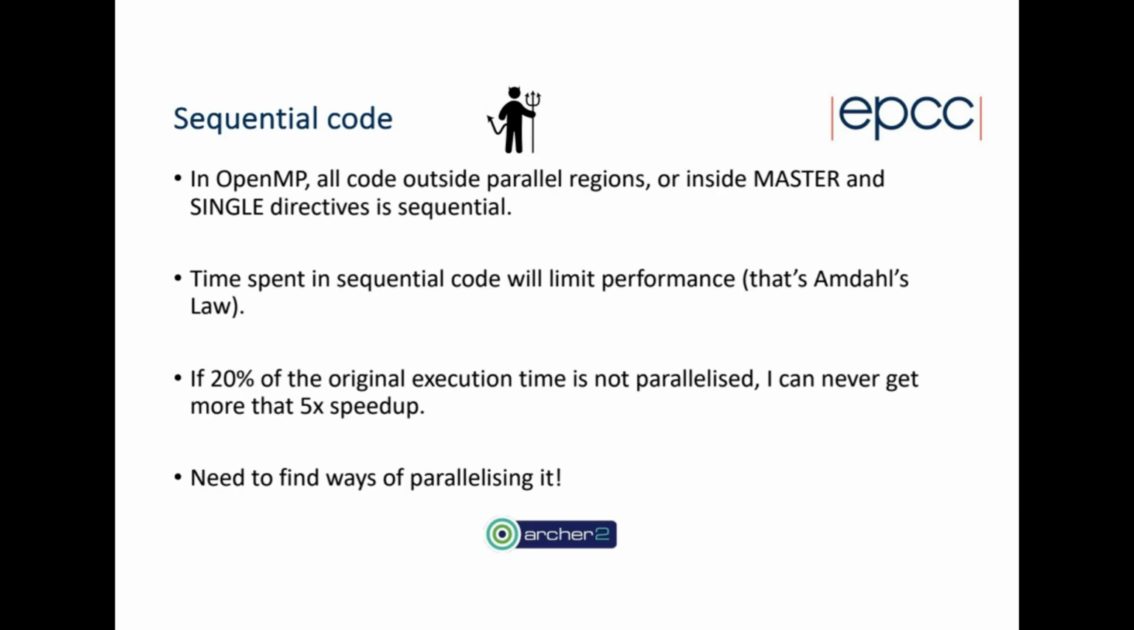Okay, so sequential code. This is kind of an obvious one. In OpenMP, anything that's outside of parallel regions or inside master and single directives is being executed sequentially, and the time spent in that code will limit performance by Amdahl's limit. That's just a simple statement of Amdahl's law. For example, if 20% of the original execution time is not parallelized, you're never going to get more than 5 times speedup, no matter how hard you try.